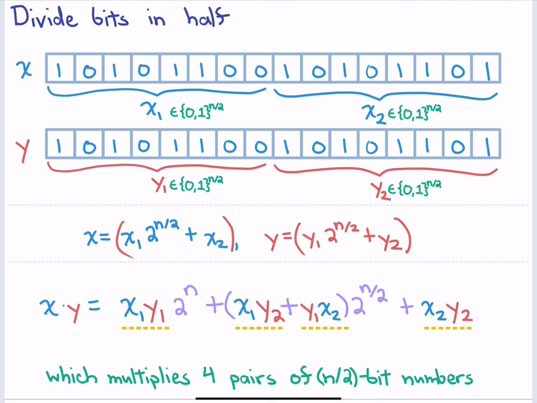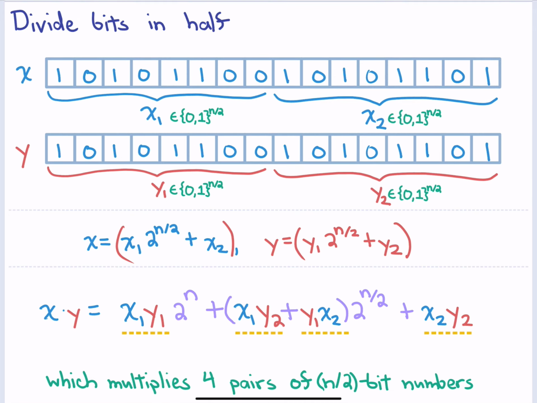Okay, then we would get 4 multiplications of half the number of bits, right? So x1 times y1, that's a multiplication of n over 2 bits. And then I have 2 multiplications in the middle. Those are the cross terms, plus x2 times y2, right? So I've taken 1 multiplication of n bits and turned it into 4 multiplications of n over 2 bits. Okay, so as we said, we've reduced multiplying n to 4 n over 2s.